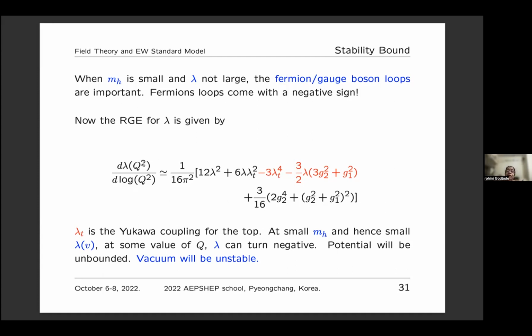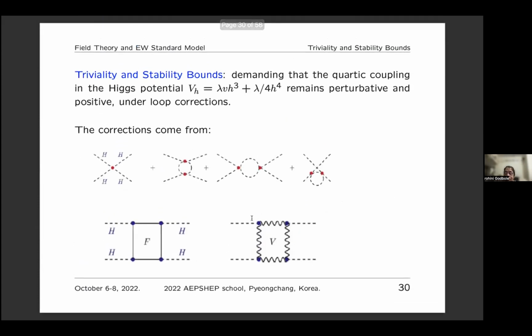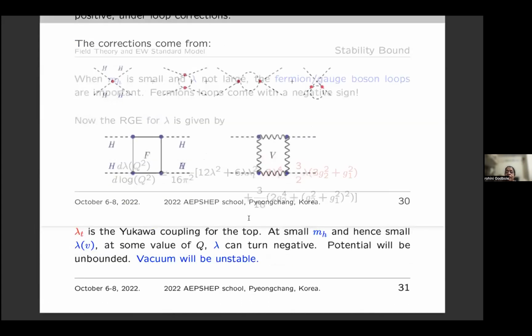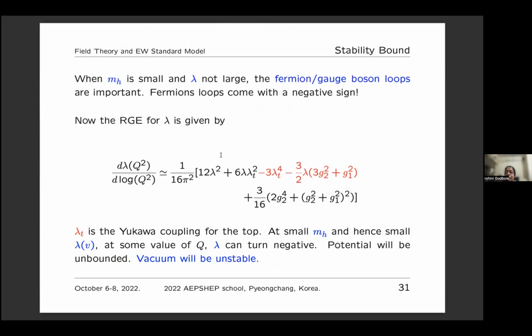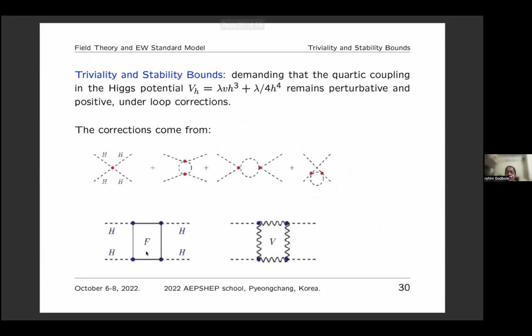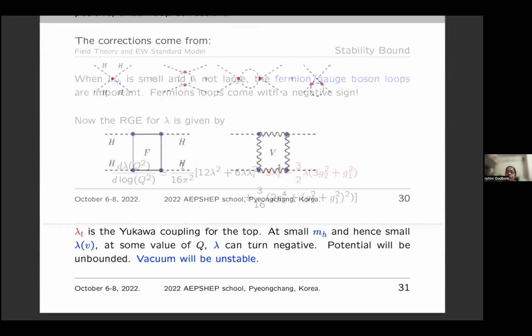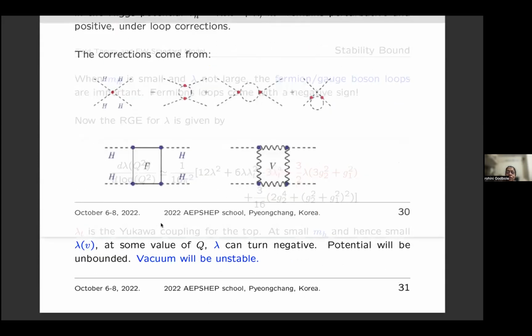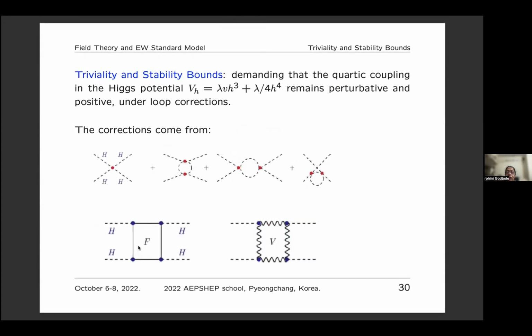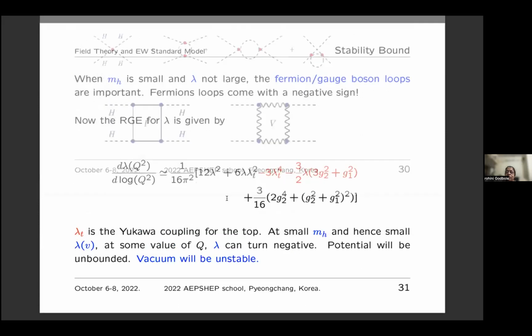And you are calculating the running of the coupling lambda, taking into account all these different diagrams, and the running is given by this small expression. Lambda square are the contributions of these diagrams. Then the lambda times lambda t square are the contributions where you will have some W's, and you can get lambda times lambda t. So the Higgs is here, and you can get a lambda times lambda t square.